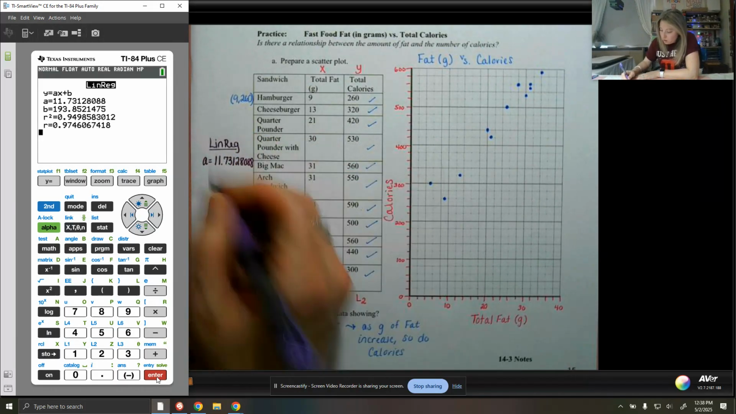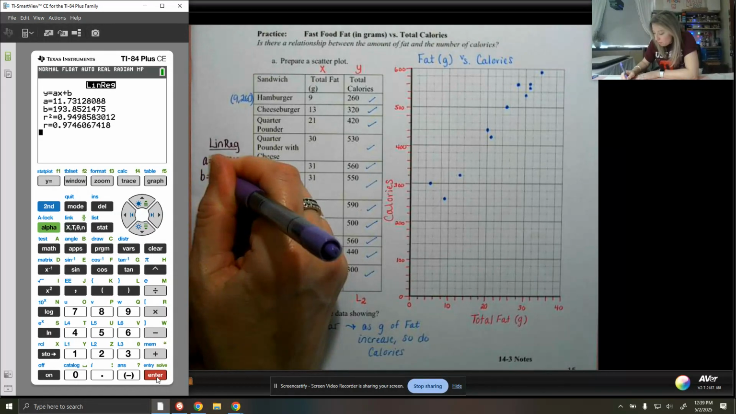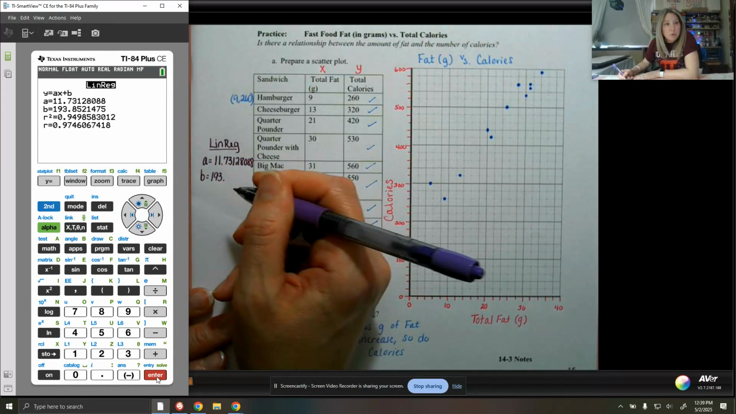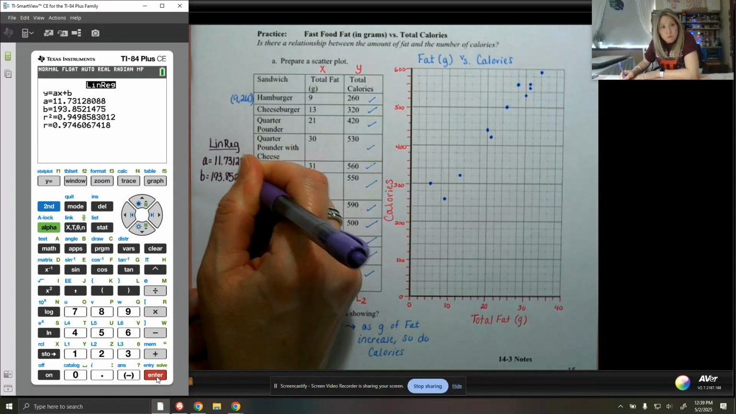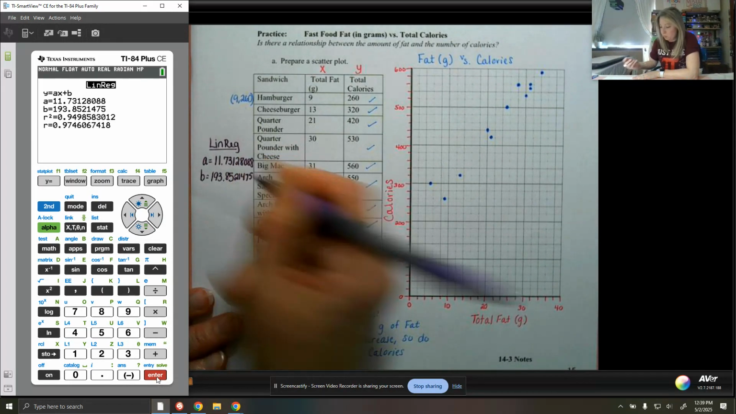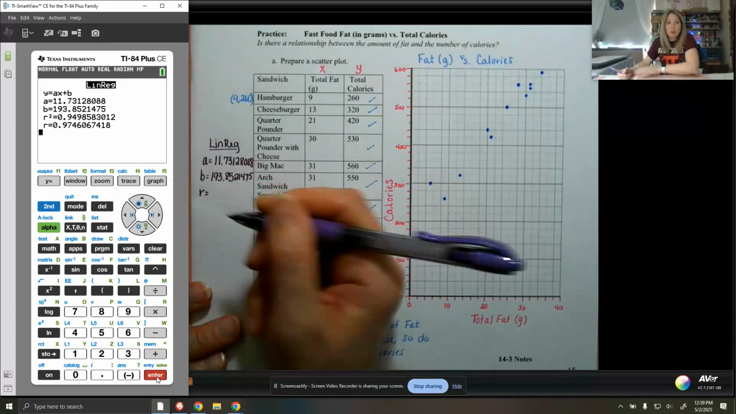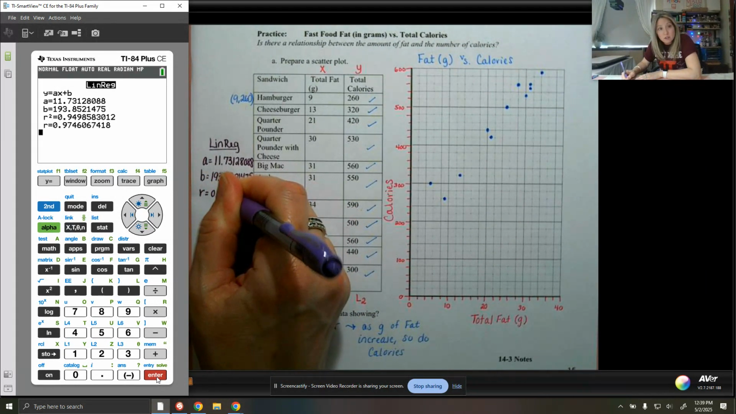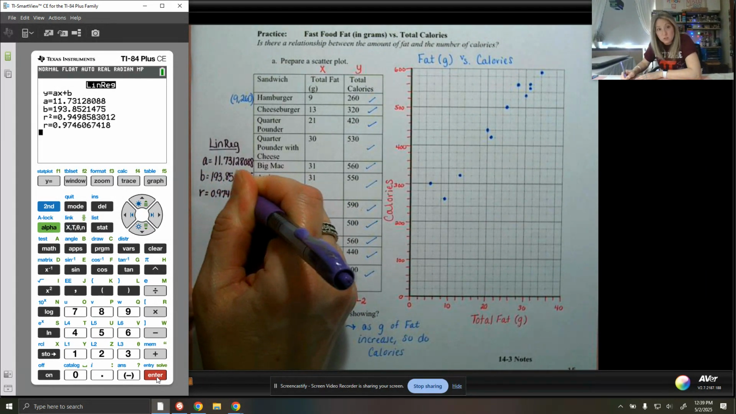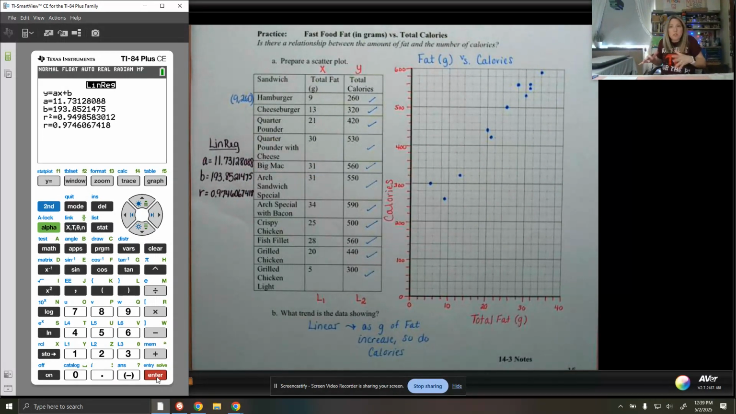11.73128088. We care about the B, which I'm going to write out wholly. I may not fit. 193.8521421475. Oh, just barely. And my R. So skip that R squared and go down to the R value, which is 0.974606741.